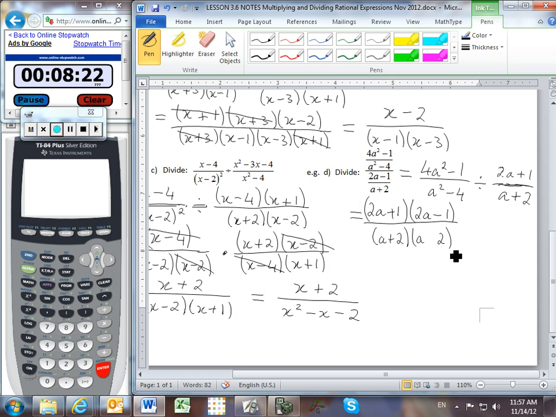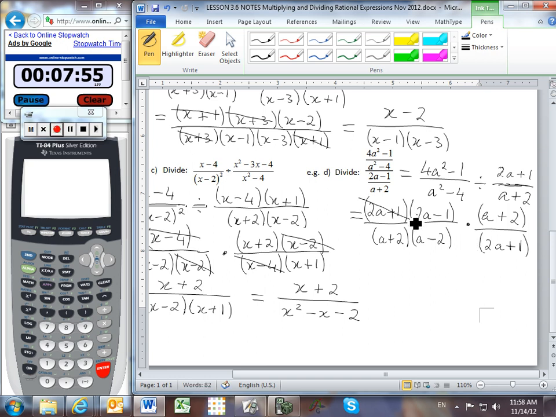And then we're going to multiply by the reciprocal of the second expression, which is a plus 2 over 2a plus 1. I've stuck them into parentheses to help me visualize what's going to happen when I multiply out my numerators and multiply out my denominators. And you can see I'll have a new rational expression with all 3 of these factors in the top and all 3 of these factors in the bottom. So rather than write out that extra step, let's just do the cancellation straight away.